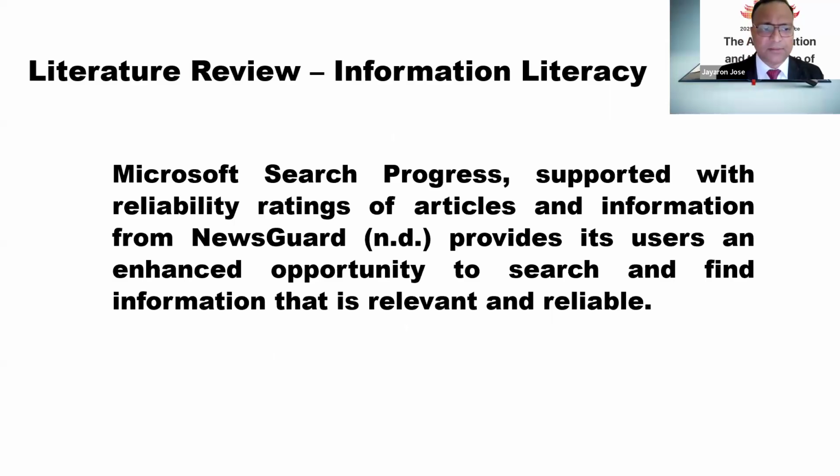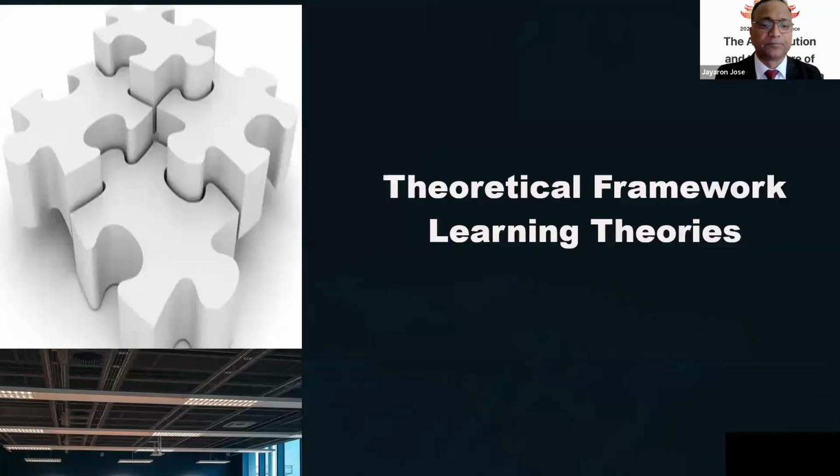Microsoft Search Progress, supported with reliability ratings of articles and information from NewsGuard, provides its users an enhanced opportunity to search and find information that is relevant and reliable. NewsGuard is an organization that rates the authentic sources, articles, or publications which could be trusted. When students access these sources through Search Progress, they can find the NewsGuard rating. They will rate it as 100% reliable, 75% reliable, or 85% reliable. So students can choose the correct information, and the AI-supported tool helps them in this regard.